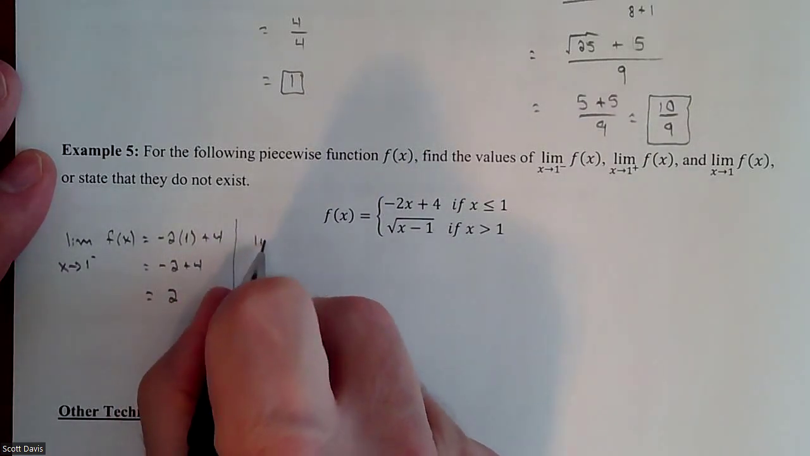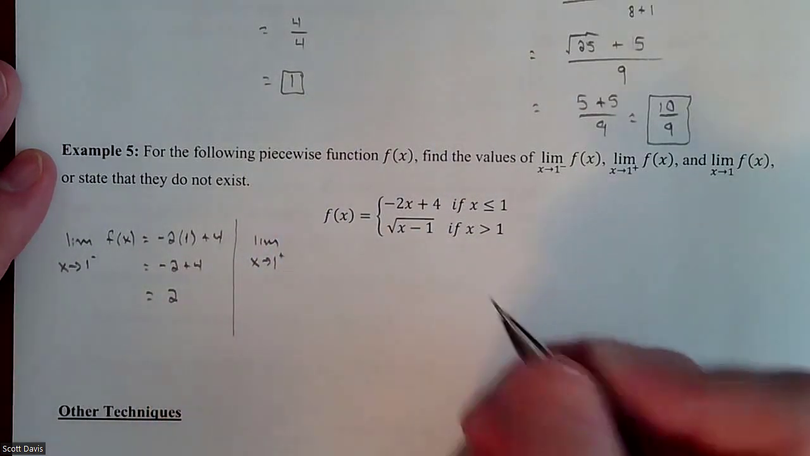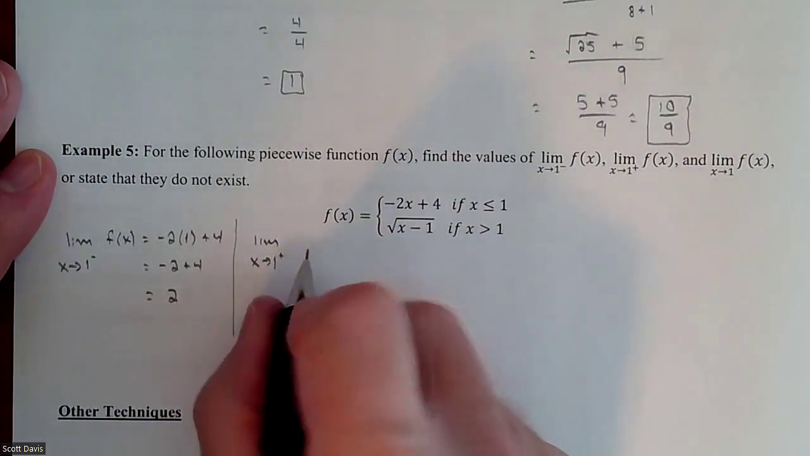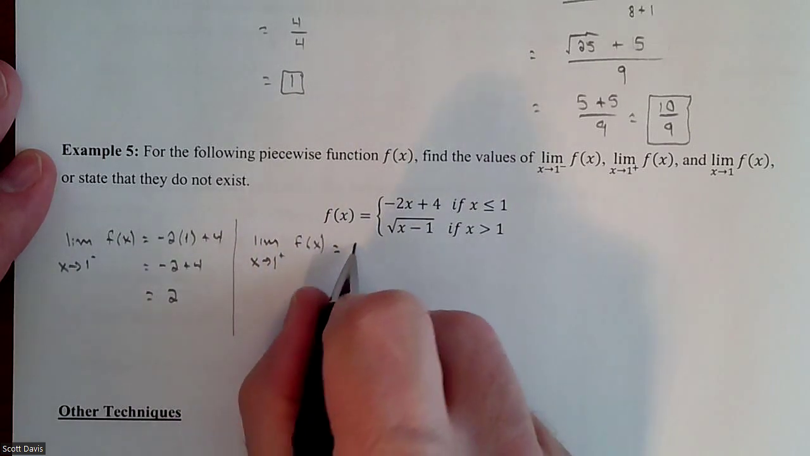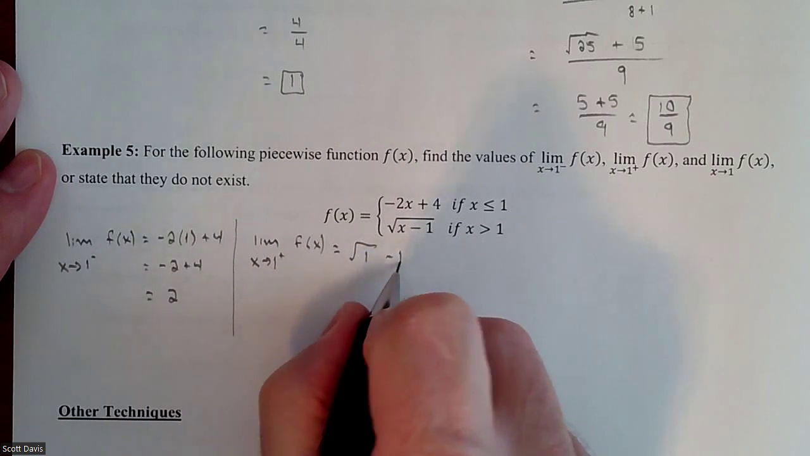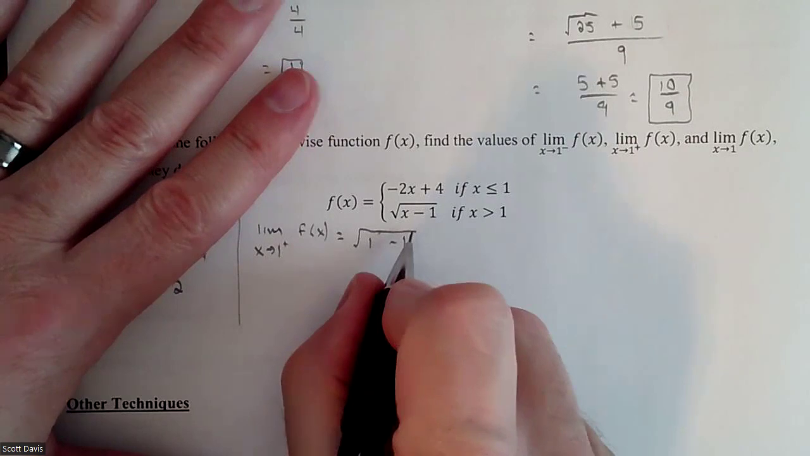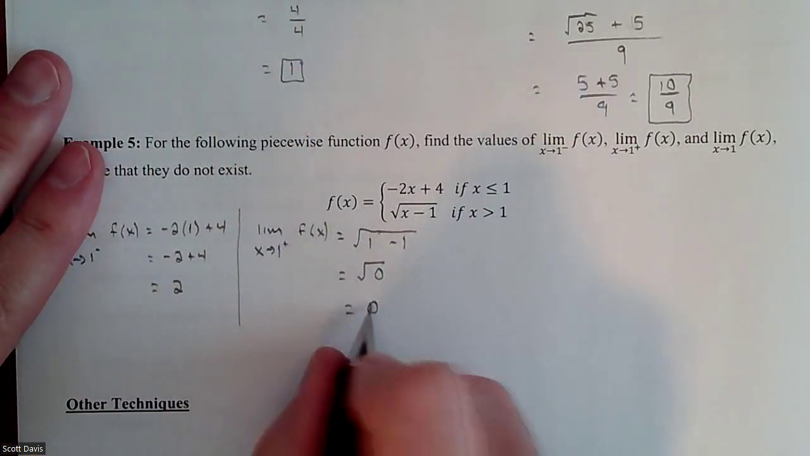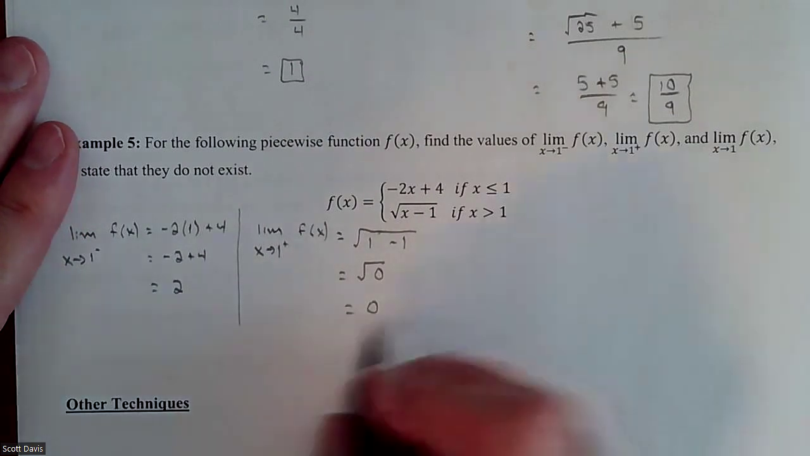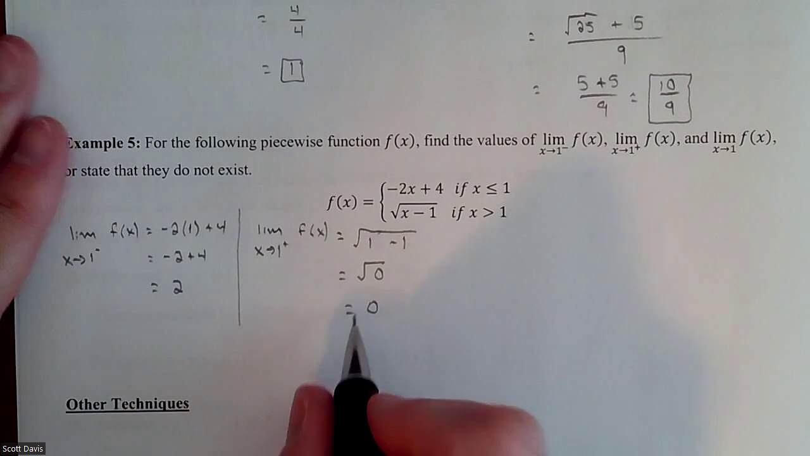The limit as x approaches 1 from the right means now we're greater than. So we're going to be doing square root of 1 minus 1. That turns out to be the square root of 0. Square root of 0 is 0. So the limit as x approaches 1 from the right is approaching 0.